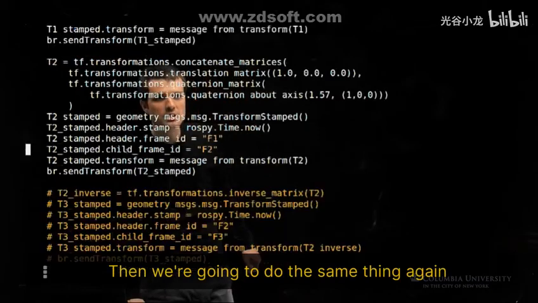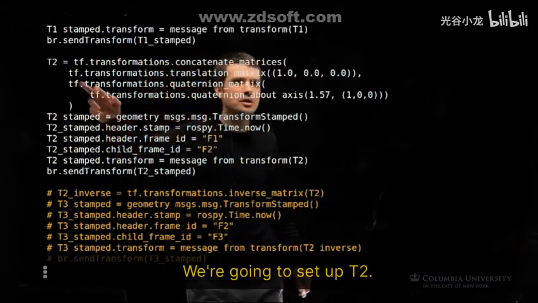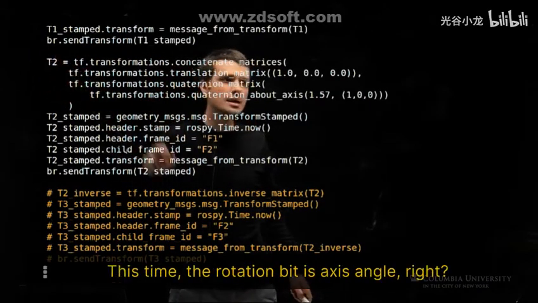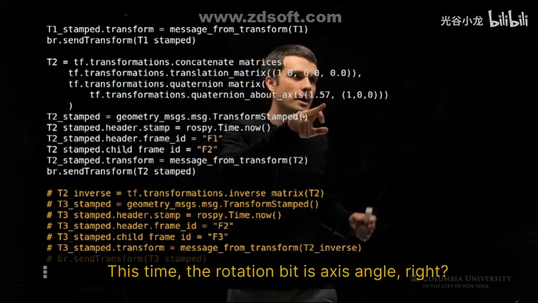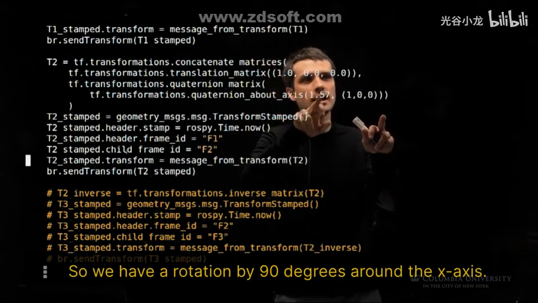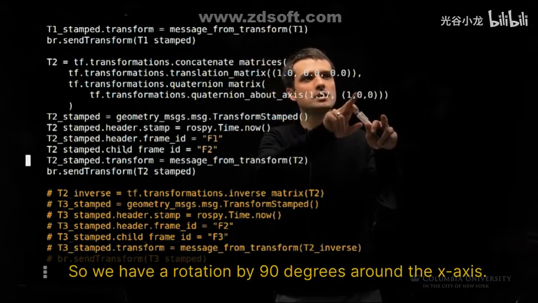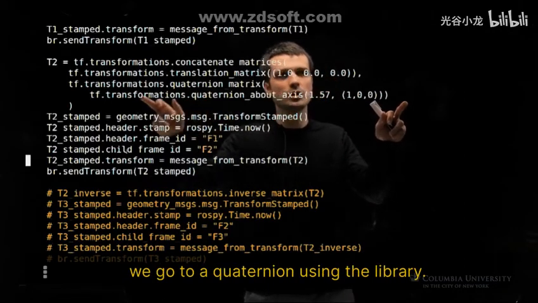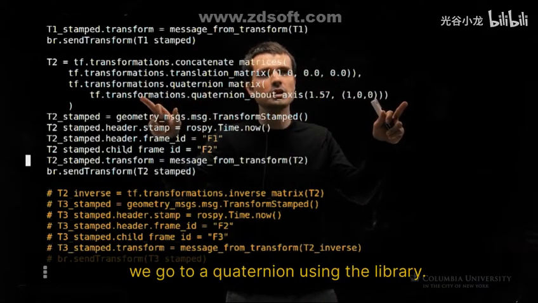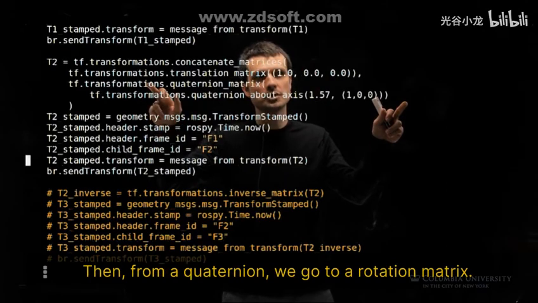Then we're going to do the same thing again with a different transform. We're going to set up T2. This time the rotation bit is axis angle, right? So we have a rotation by 90 degrees around the x-axis. So from the axis angle representation, we go to a quaternion using the library. Then from a quaternion, we go to a rotation matrix.